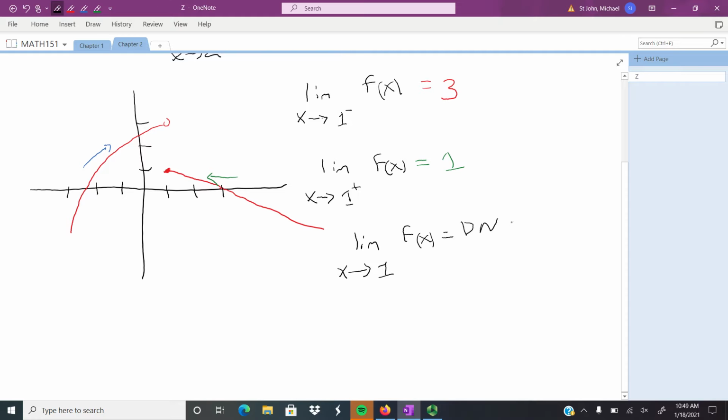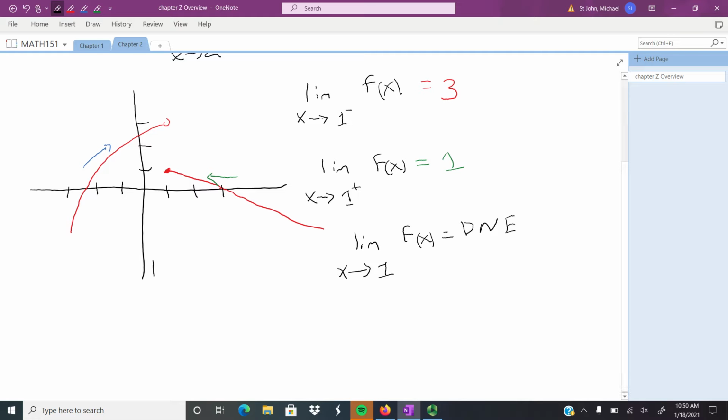Because when I come in one way, I'm heading towards 3. I come in the other way, I am heading for 1. So I'm heading towards 2 different values. So the limit at 1 does not exist.